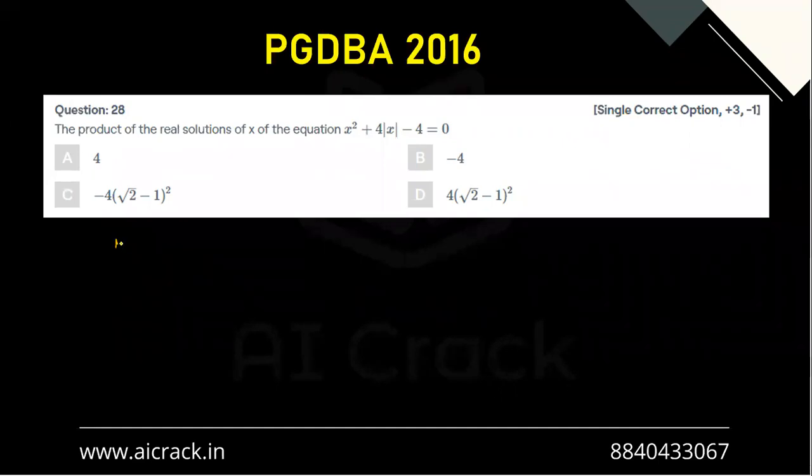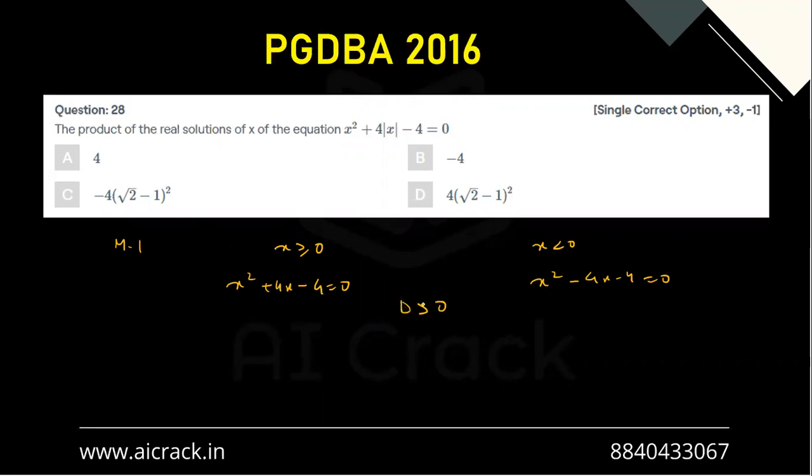So let's take the standard method, that is method 1. For that we'll consider two cases: x is greater than or equal to 0, and x is less than 0. For x greater than or equal to 0, the equation would be x square plus 4x minus 4 equals 0, because mod x will open as x since x is greater than or equal to 0. Now for the other case, the equation would be x square minus 4x minus 4 equals 0. In both cases, roots are real because our discriminant is greater than 0 in both cases.